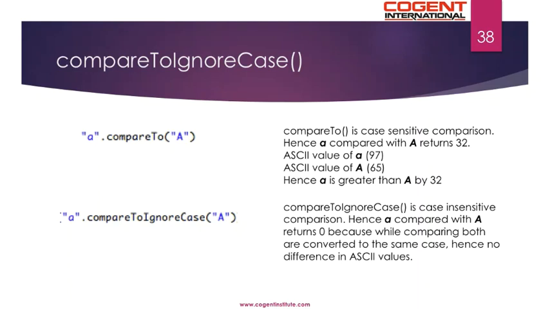compareToIgnoreCase is case insensitive comparison. Hence, small a compared with capital A returns 0 because while comparing both are converted to the same case, hence no difference in the ASCII values.